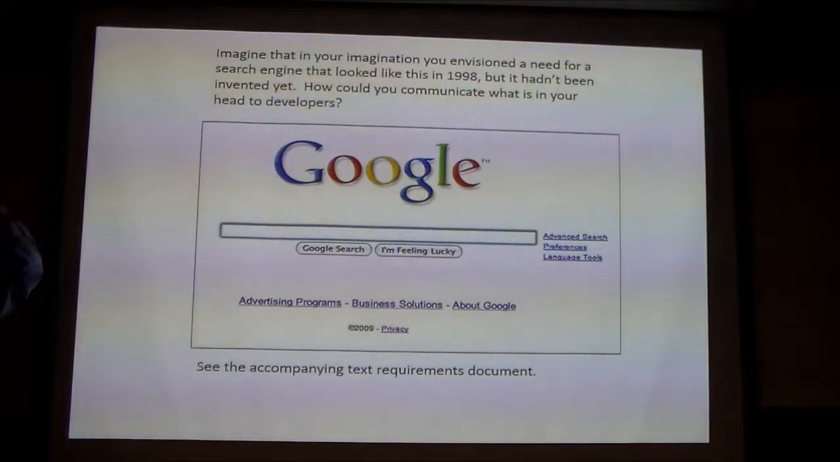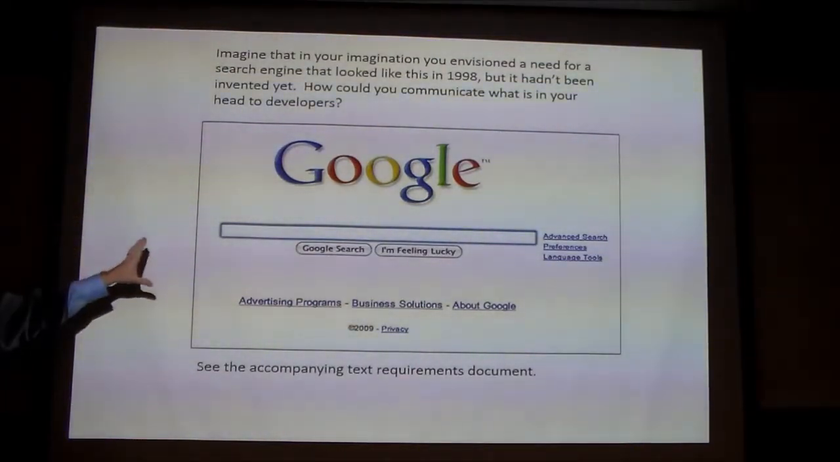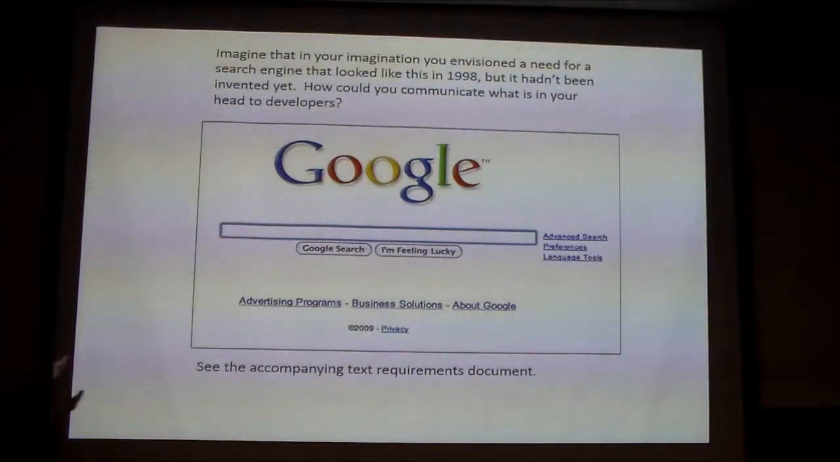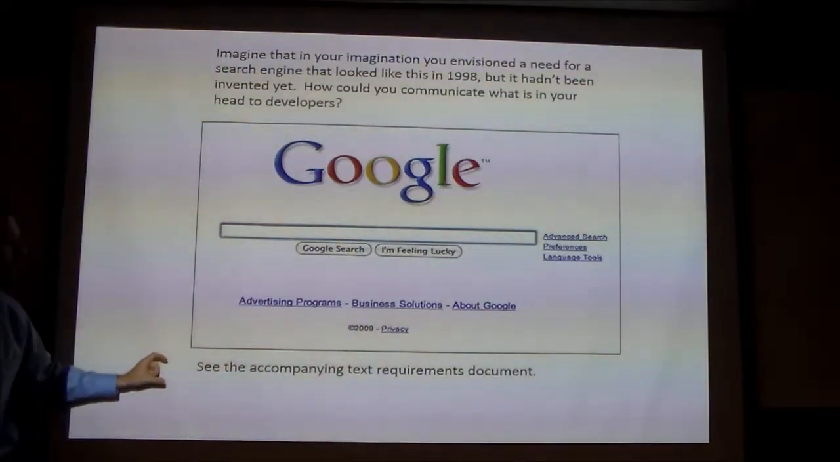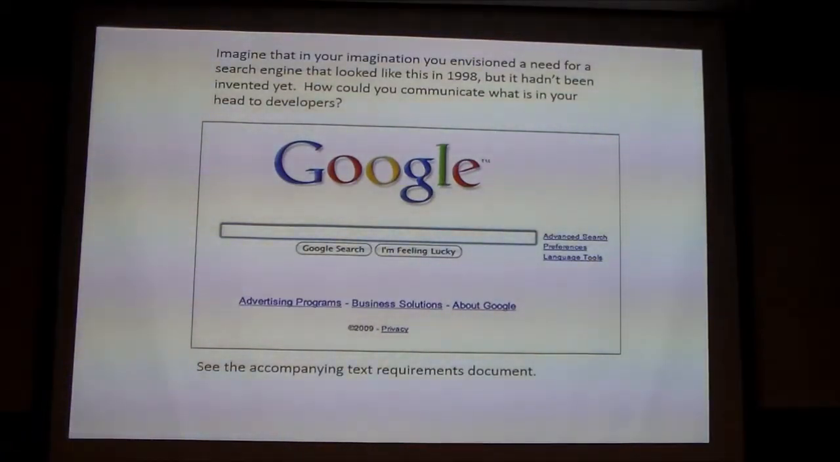So initially something like this is only in your head as an idea, and you just talk about it, or you write it down, or maybe you do a napkin sketch. But programmers need a little bit more than this to go on. This could be a design that you put together, but there's something else that can go along with this, which I'll call the text requirements document.